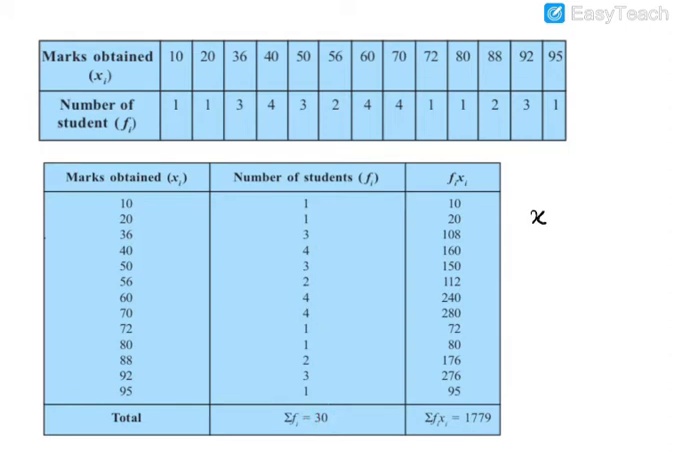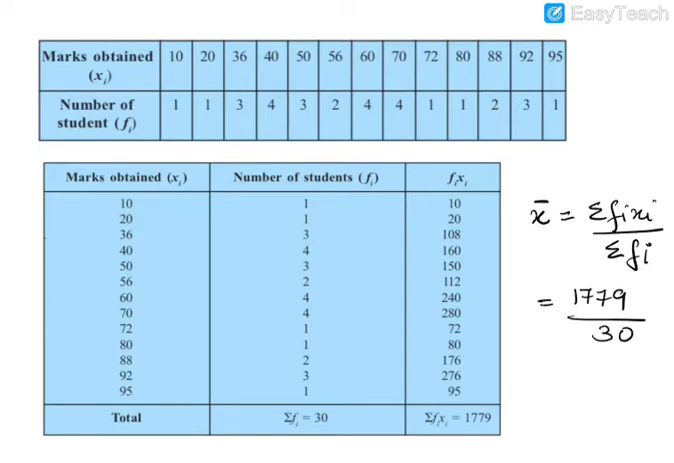So now using the formula, x bar, that is mean, is equal to summation fi xi divided by summation fi. Mean will be equal to 1779 divided by 30, which is equal to 59.3. Here we have only 13 observations. So it's easy to use this method.